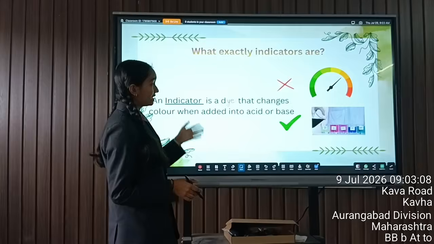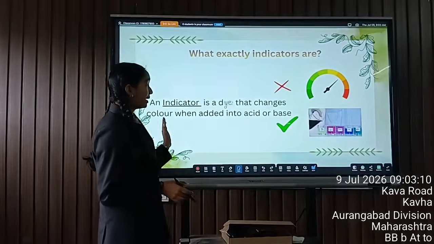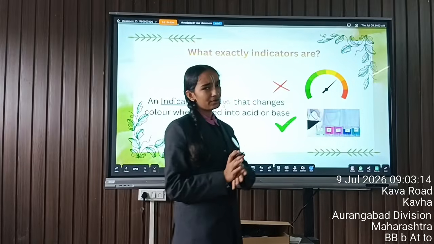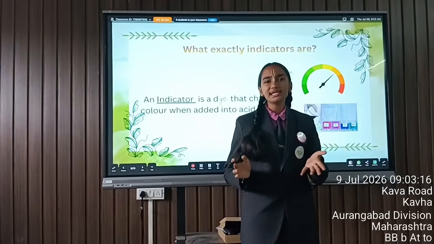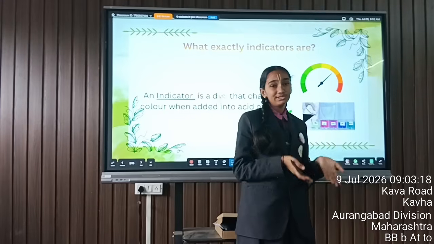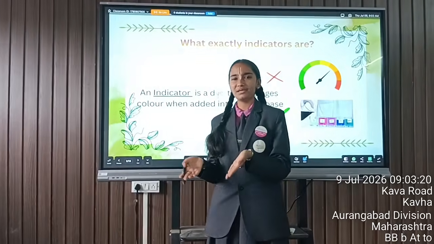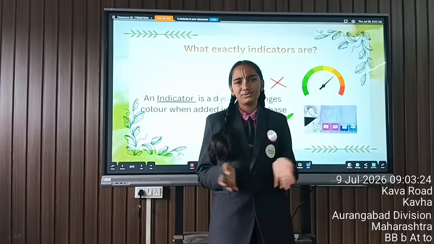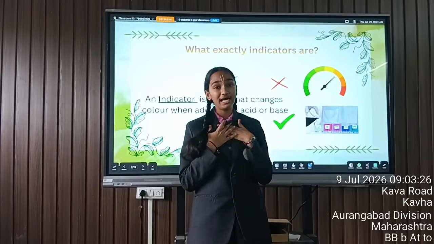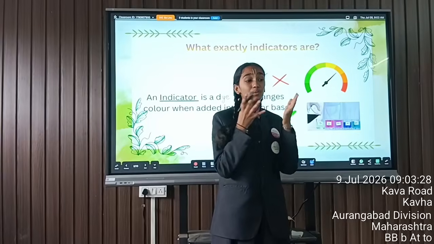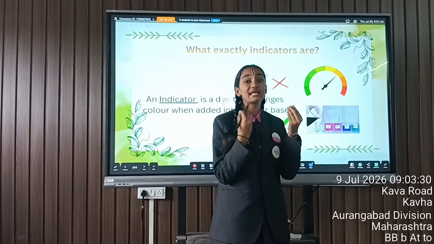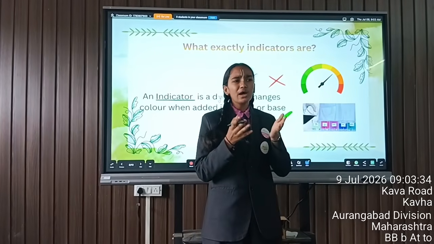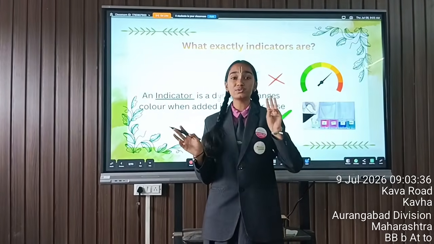An indicator is a dye that changes color when it is added into an acidic or a basic solution. Now one more question arises. What is the need to identify whether a solution is acidic or basic in nature? For our health, it matters whether a solution we are consuming is acidic or basic in nature. Now suppose I have given you 3 beakers.